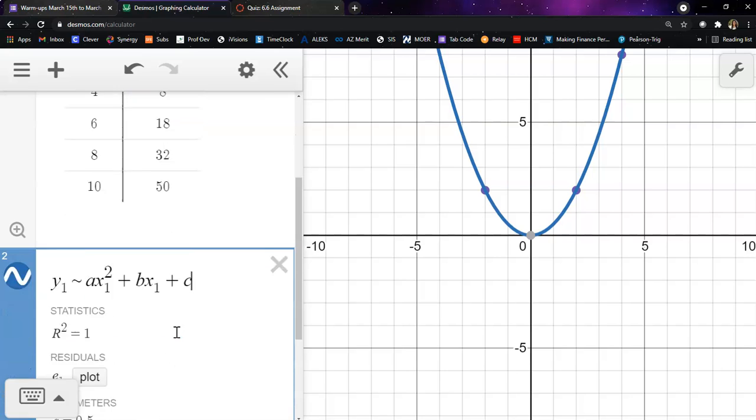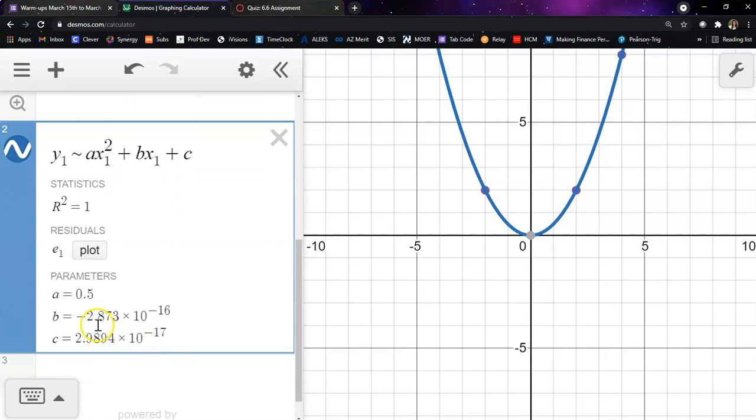Oh, that's weird. Okay, so if it ever does something weird like this where it has a number times 10 to a really large negative number, it really means 0. Sometimes the calculators approximate things and they get things wrong. So anyways, I have, did you get zeros?